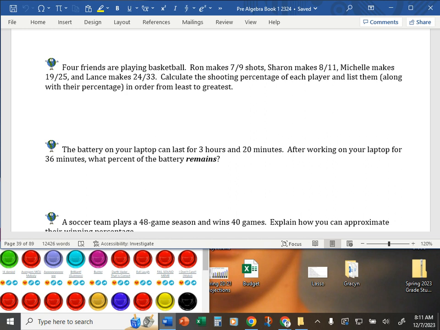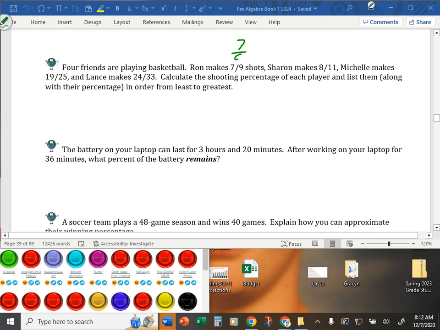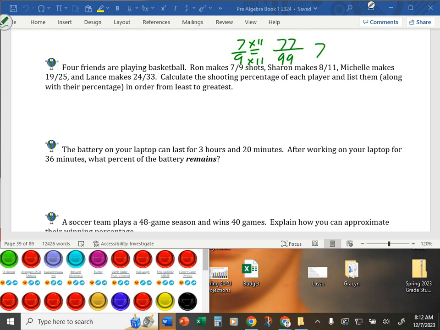Not how many points they got, not how many shots they made, but shooting percentage. So again, each of these, 7 out of 9, 7 ninths, you need to turn into a percentage. Now 9, what are we going to be multiplying that by? 11. It gets us close enough to 100 so we can make an allowance. 7 times 11 is 77, and so Ron shot 77%. You're going to do that with each of the players and then list them in order from least to greatest by their shooting percentage.